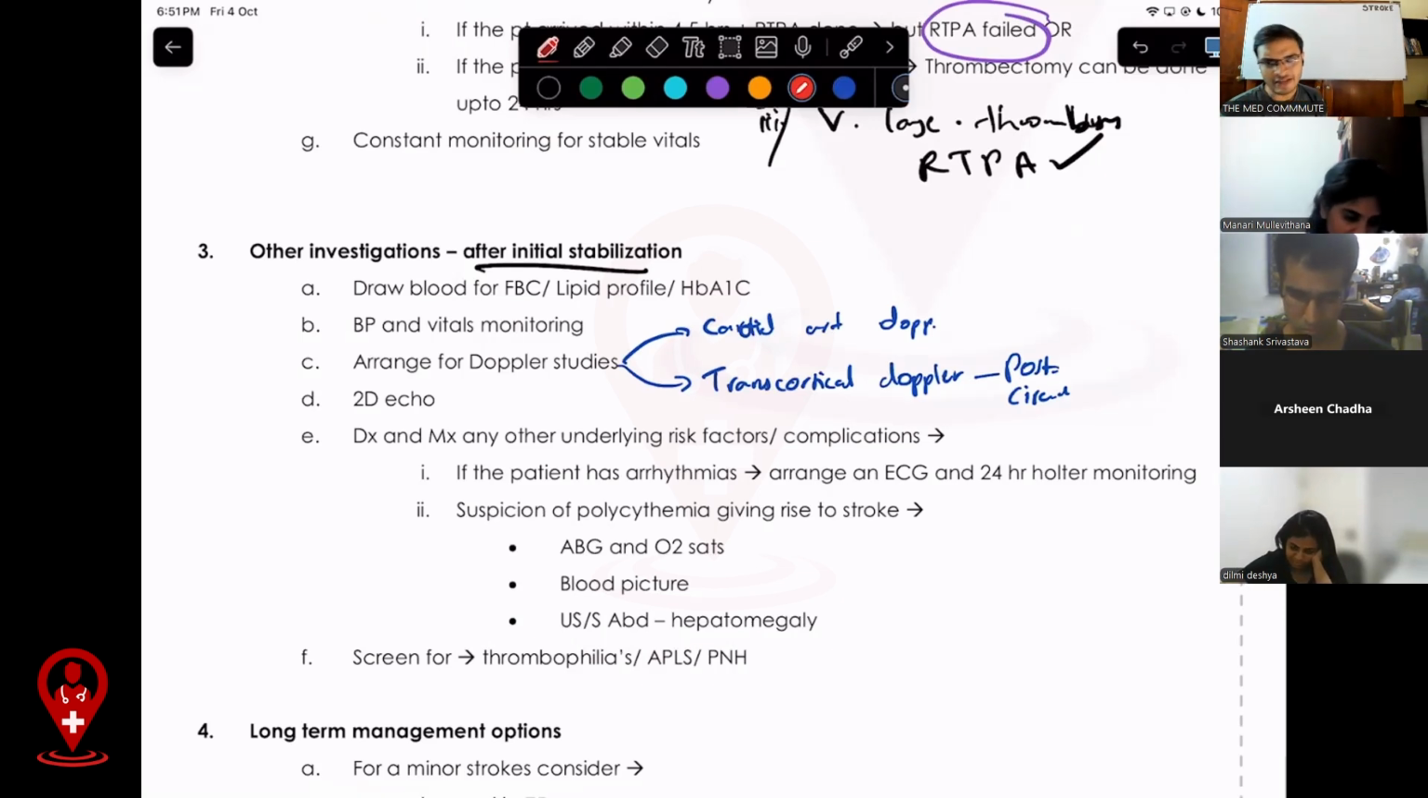Then, what else? Diagnosis and management of any other underlying risk factors are complicated. This is what we talked about, guys. If the patient has diabetes, you have to manage that. If he has hypertension, you have to manage that. If the patient has arrhythmias, like we said, because of the valvular heart disease, they can have atrial fibrillation.